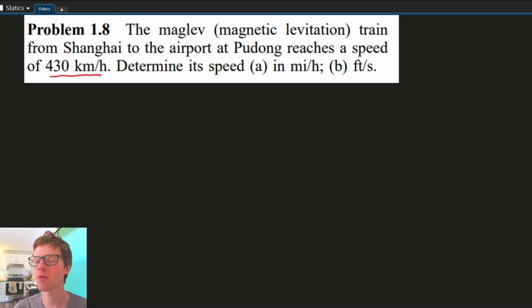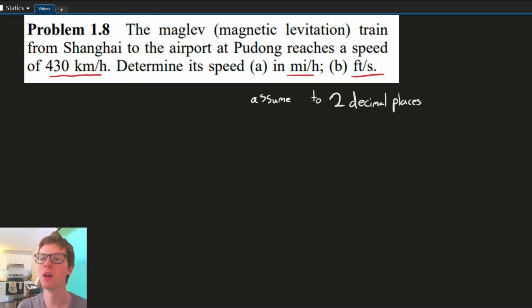So we're converting 430 kilometers an hour to miles per hour and feet per second, and there's no required sig fig number. So usually I just go to 2 decimal places. If there's nothing, then I just assume 2 decimal places. It's a safe bet. You'll never get marked wrong for it unless they specifically say otherwise. So for part A, we want to convert kilometers per hour to miles per hour.